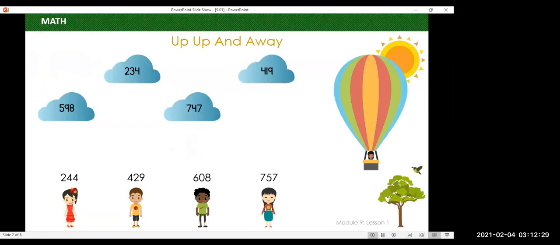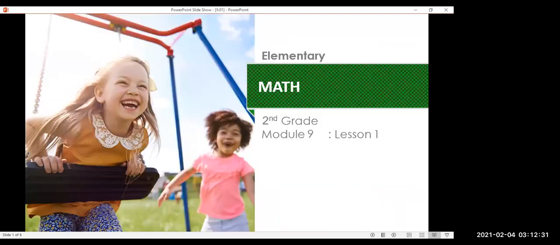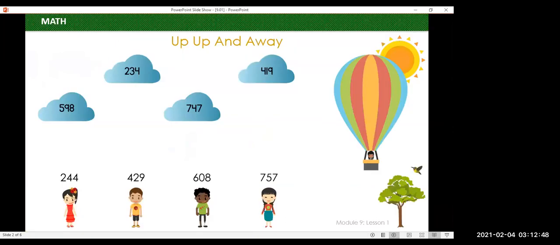So we are on lesson, we actually are on module 9.01. We are still going to continue our journey on addition this time, not addition and subtraction. That's going to be a little different here.